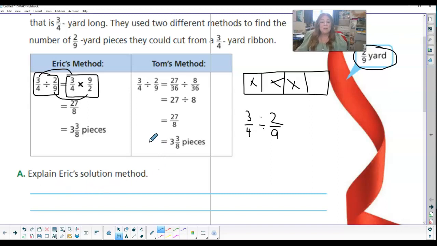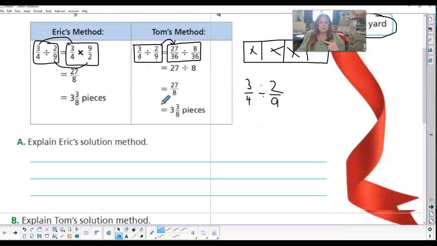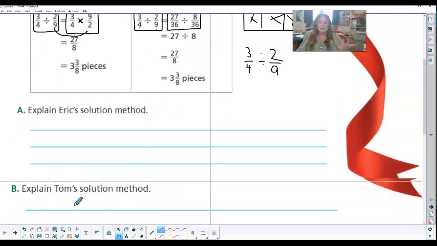to look at Tom. So Tom started the same way, 3/4 divided by 2/9, and he turned that into 27/36 divided by 8/36. So here we have this. How did we go from 4 and 9 and turn those into 36? Notice here, he went from 4 and 9 to 36. So what was Tom doing that was different than Eric?